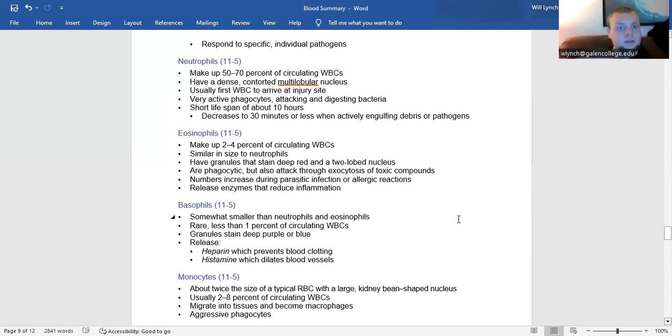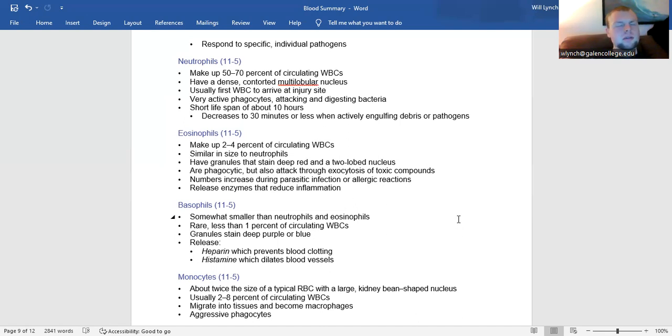Basophils, so the next one. Basophils are going to be the least in number of the white blood cells, less than 1% of the total number of circulating white blood cells that we have. Their granules are going to stain a very deep purple.